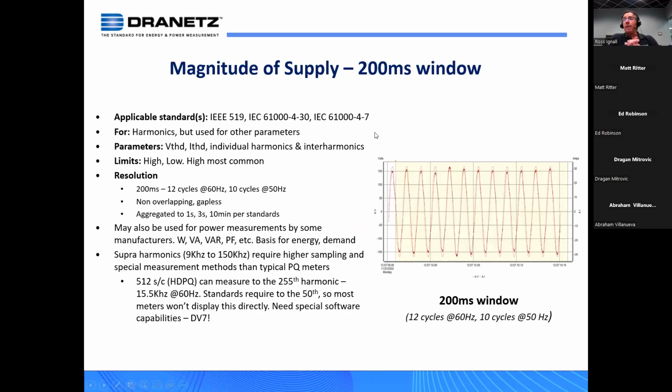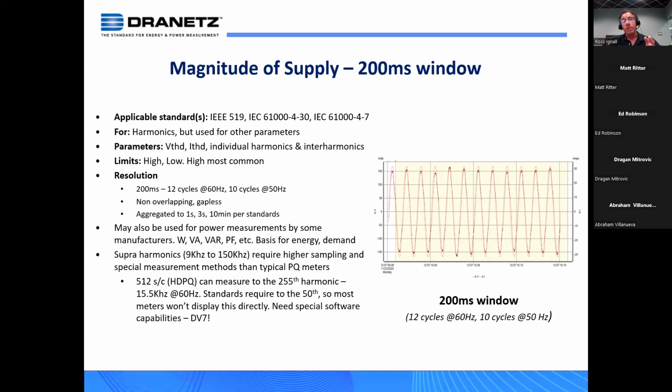So continuing along, you have something called the magnitude of supply window, and the applicable standards, again, driven by 61000-4-7, which is incorporated into 61000-4-30 and IEEE 519, which is harmonics here. This is really a 12 or 10 cycle window that is used for evaluations. And universally, it's a 200 millisecond window. And this is 12 cycles at 60 hertz and 10 cycles at 50 hertz. And this is the basis for the harmonic measurements used by, again, 61000-4-7, which is part of -4-30, or the IEEE 519.